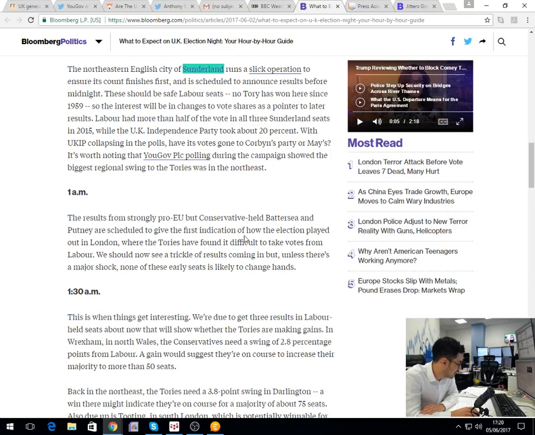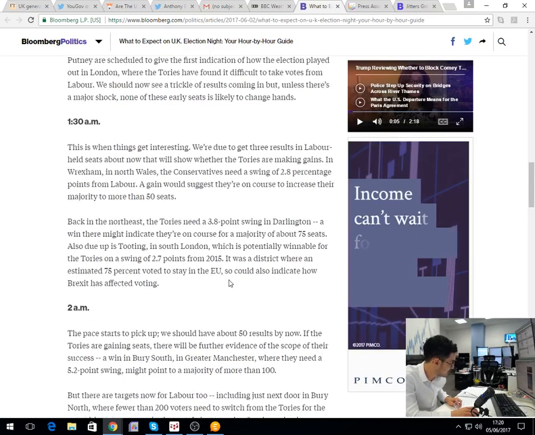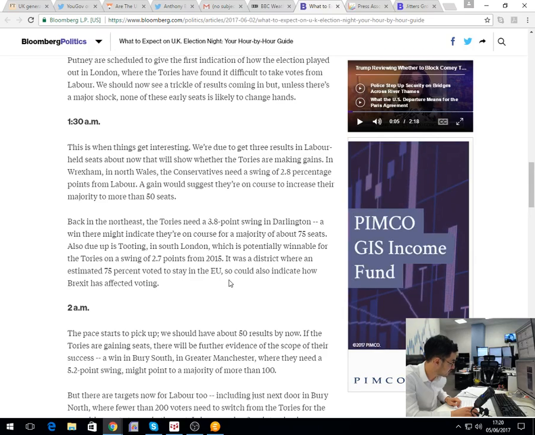They're scheduled to give the first indication of how the election played out in the capital, where the Tories have found it difficult to take votes from Labour en masse. London is very Labour leaning. We're not expecting any of those seats to change hands, but as we go through into 1:30, we're due to get 3 results in Labour held seats at around that time that will show whether Tories have made gains.